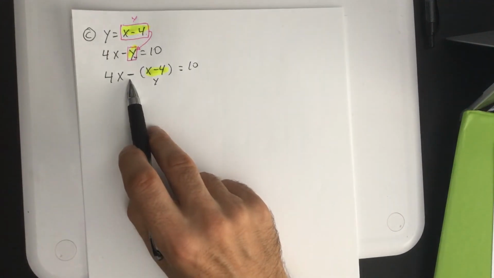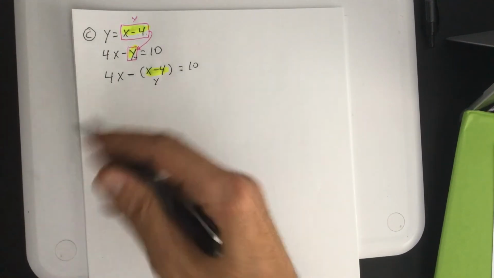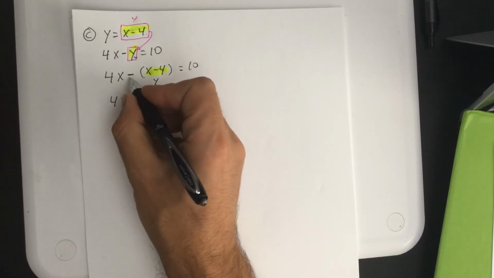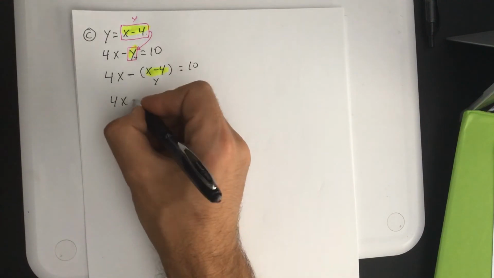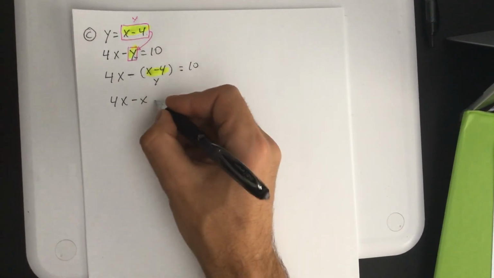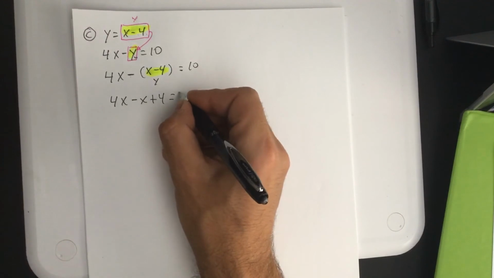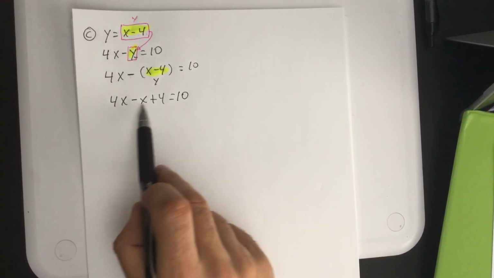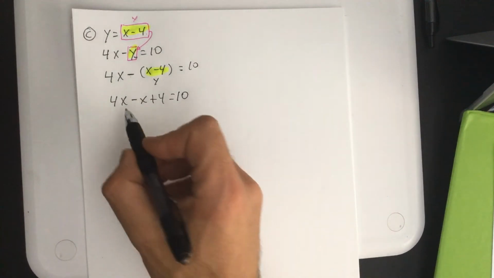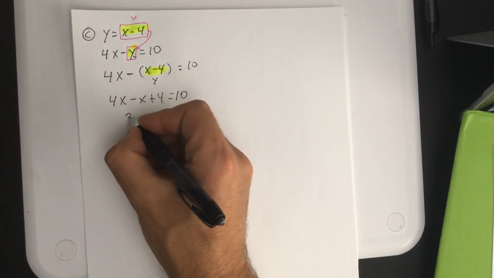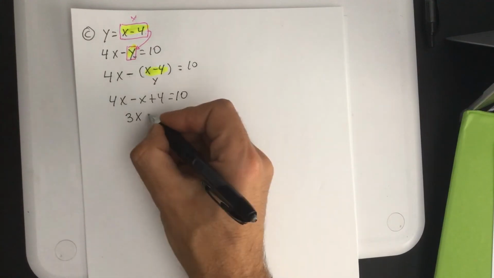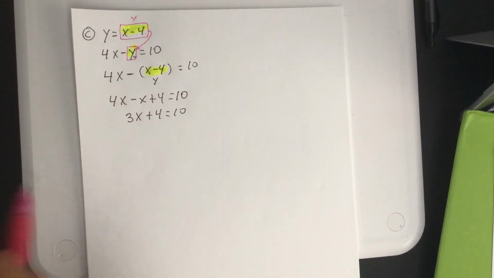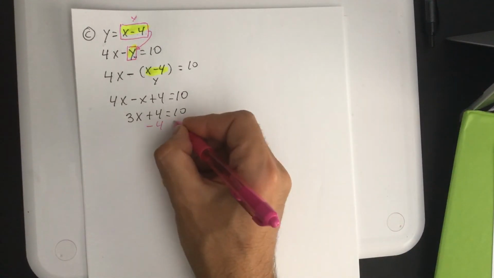Now be careful with a negative sign outside the parentheses, okay? It's going to change the signs inside the parentheses here. So that's going to be basically 4x minus times a positive is a negative x. Negative times a negative is a positive 4, equal to 10. Variables on the same side of the equation, that's combining like terms. 4x minus x is 3x plus 4 equals 10. We are subtracting 4 from both sides of the equation.